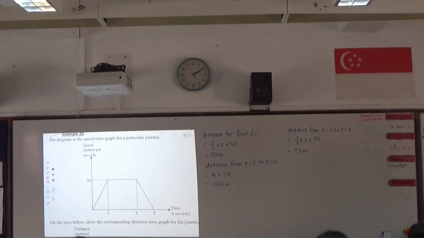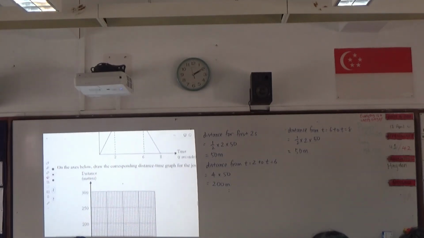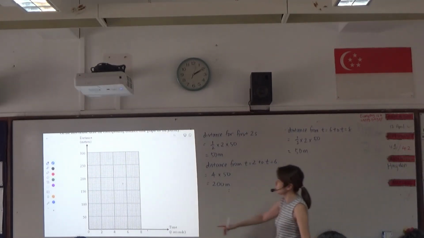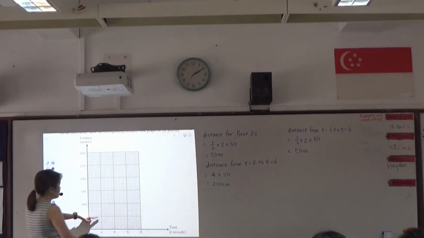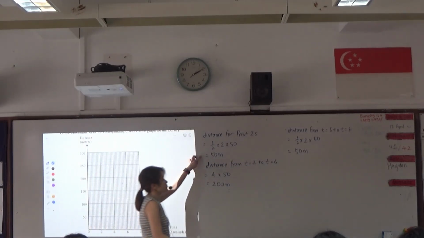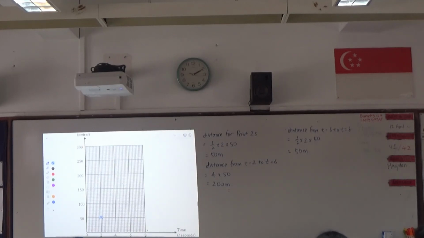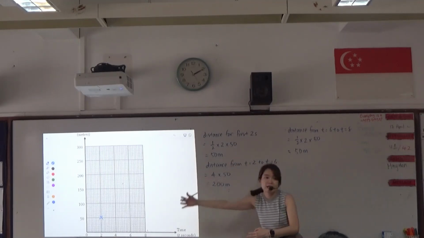Alright, so now that we have figured out the distances, I can go and plot out the points that I need for my distance time graph first. So when time is equal to 2, I know that I'm arriving at 50 meters because of my calculation over here. But my next question is, when time is equal to 6, what is my distance supposed to be at? It should be 250, yeah? Because we have already moved 50 meters, we need to add another 200 meters.